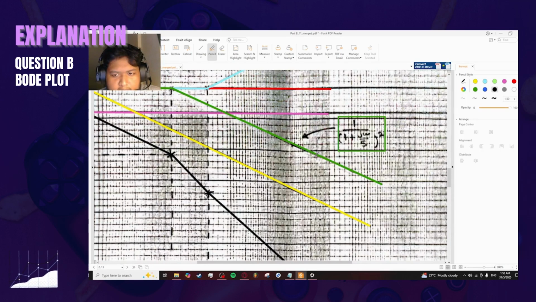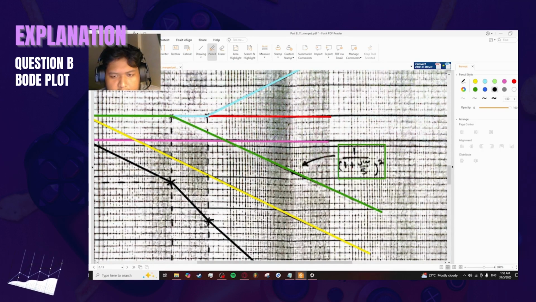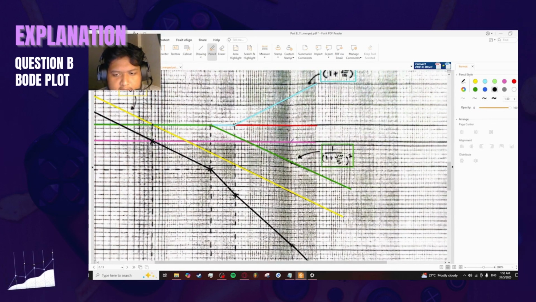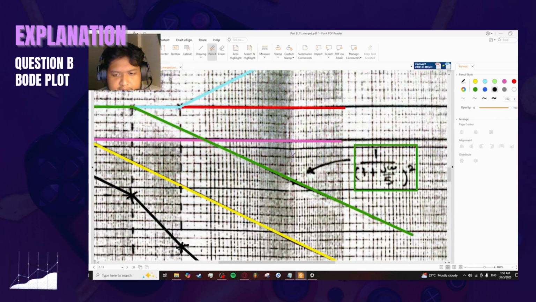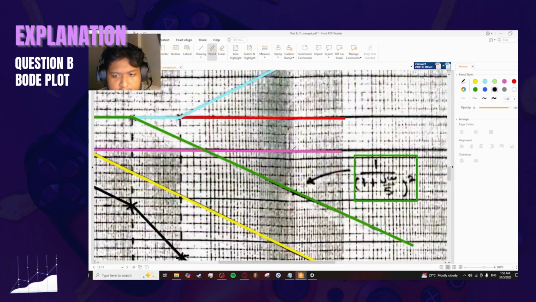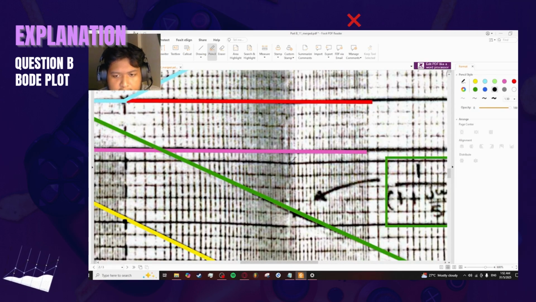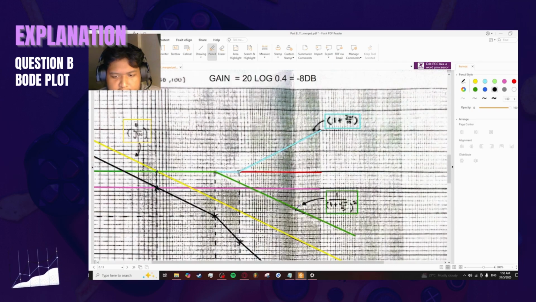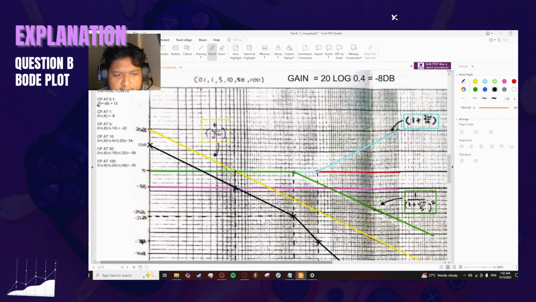I get it from here. So this is negative 8, our gain line here. Like I said, one of these lines represents 2 decibels. So this is 8, and then 10, 12, 14, 16, and 18. So that's your negative 18 decibels.